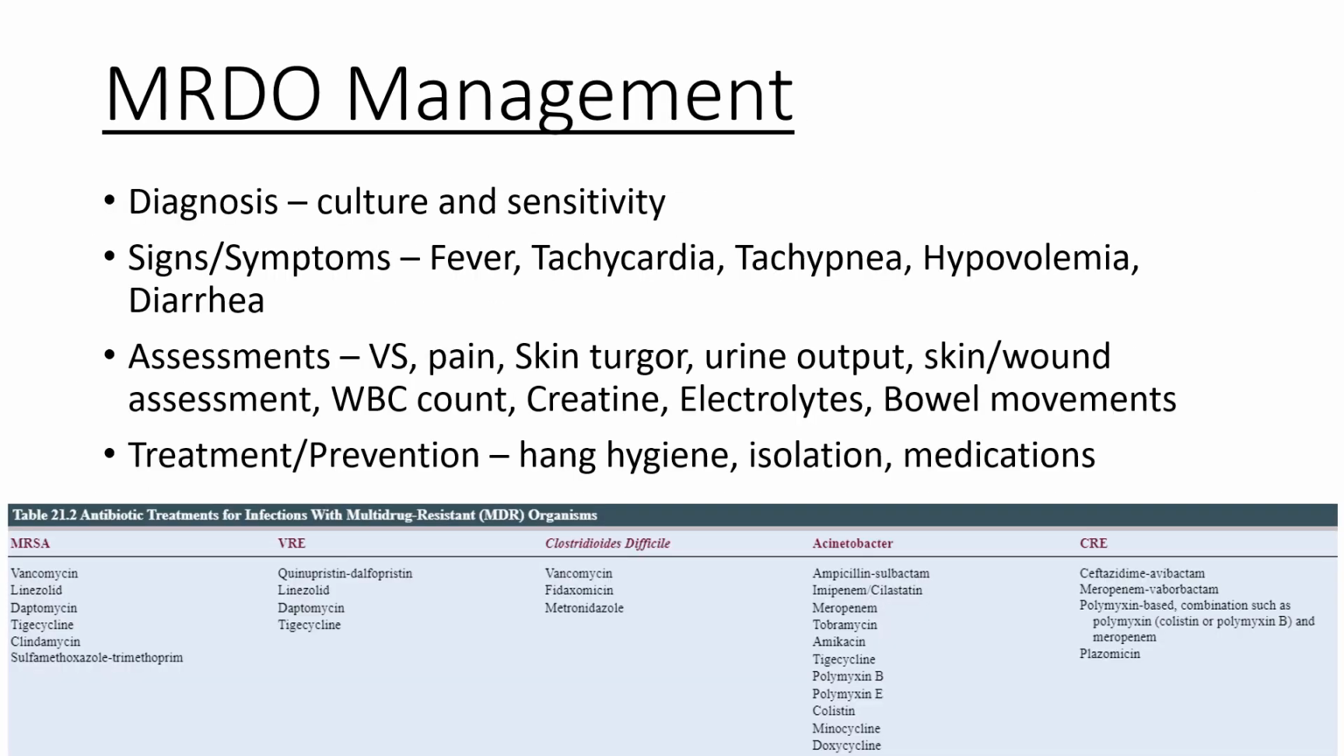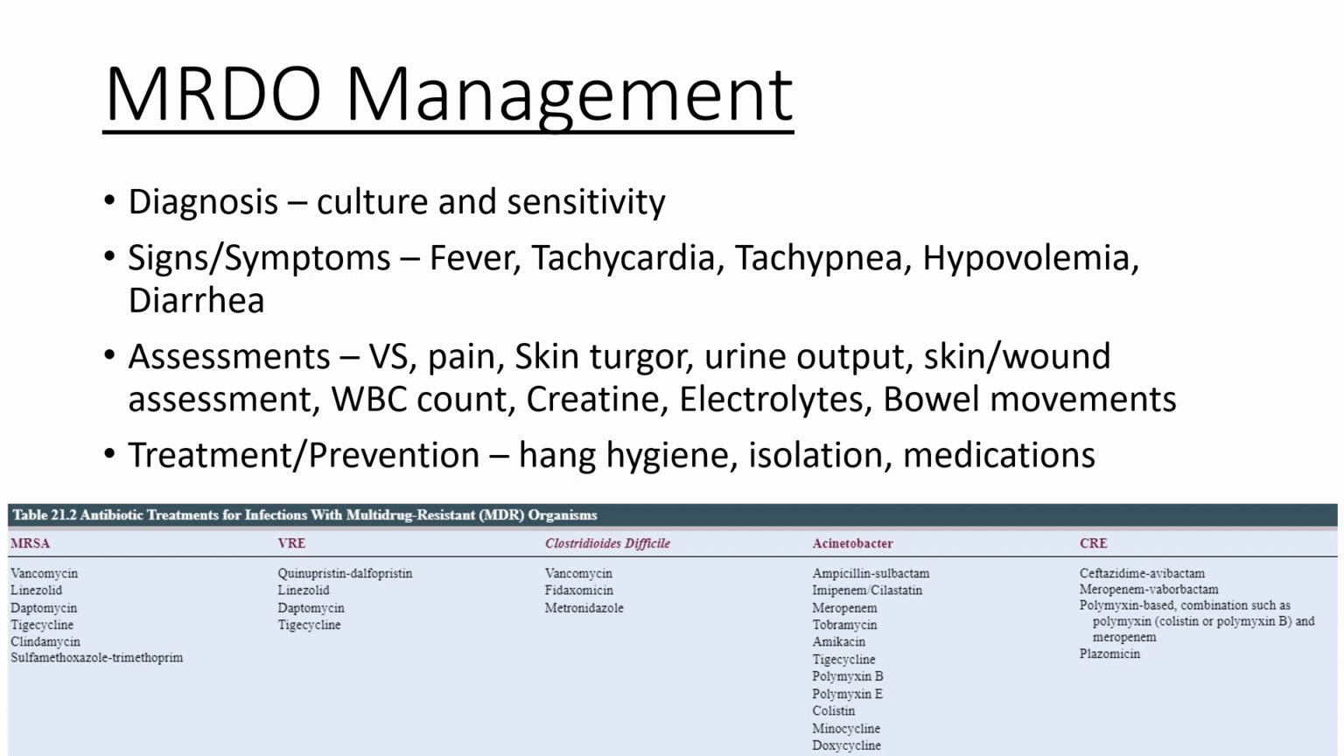MRDO management. So diagnosis, you need a culture and sensitivity. So your culture is going to figure out what type of organism, and your sensitivity is going to figure out what type of antibiotic will actually treat the organism. Clinically, again, it's going to depend on which organism and where it's infecting, but fever, tachycardia, tachypnea, hypovolemia, and diarrhea are all common. You want to assess these patients.